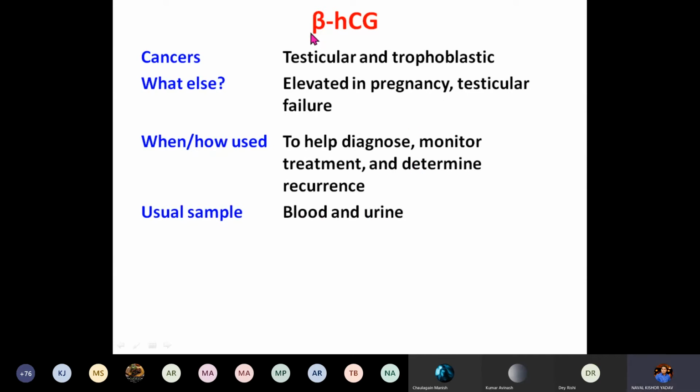Because during pregnancy the level of beta hCG is very high, to rule out whether a person is pregnant or not, you use the pregnancy test, and in that you detect the level of beta hCG. The pregnancy kit is designed to detect beta hCG in the urine sample. So a pregnant woman's urine sample contains beta hCG, which shows the pregnancy is positive. So you can use urine as well as blood for the estimation of beta hCG.